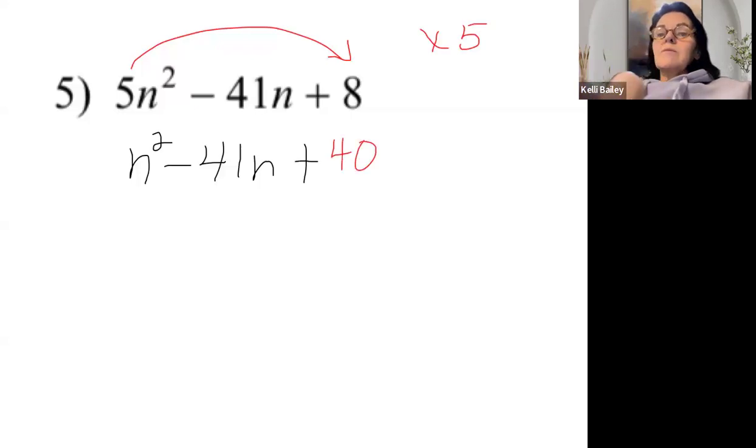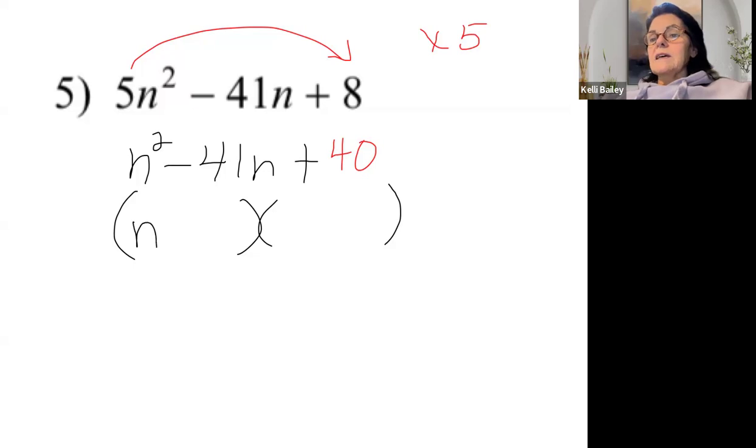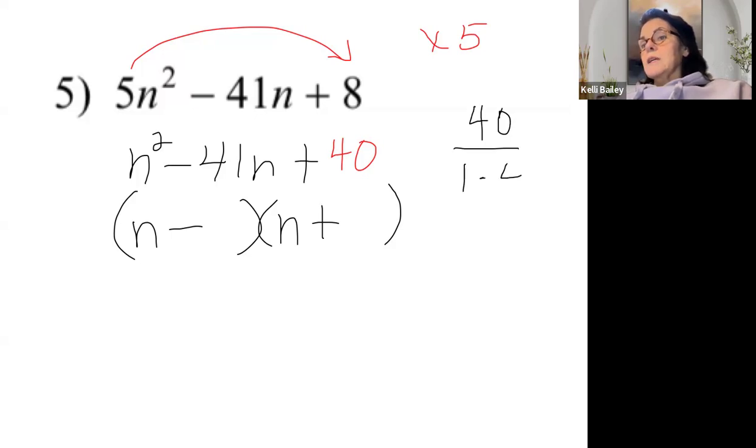Okay, now I'm ready for my puzzle tray. We're going to be so good at this. We got lots of practice. n, and then minus times plus is plus. Now I'm factoring 40. So 1 times 40.